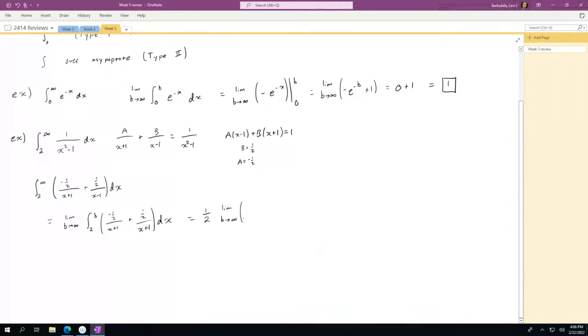The integral of negative 1 over x plus 1 is negative natural log of x plus 1. The integral of 1 over x minus 1, oh shoot, this should be a minus 1 there. The integral of 1 over x minus 1 is the natural log of x minus 1. And I'm going from 2 up until b. Now I'm actually going to recombine my natural logs using some log rules. Here I have the natural log of x minus 1 minus the natural log of x plus 1. I can rewrite that as a single log, as so.